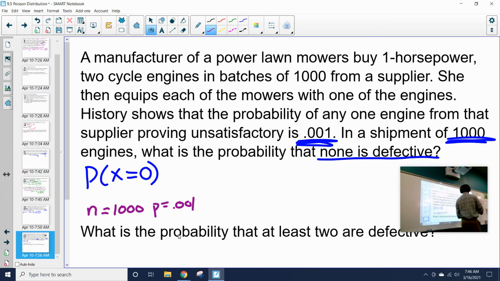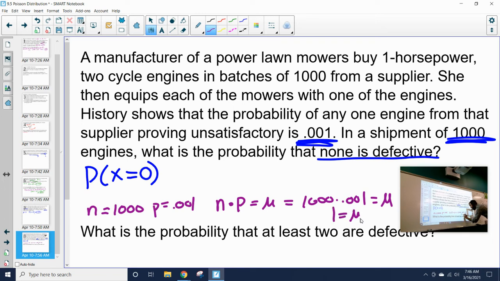Given a probability and given a number, we can calculate the expected probability of our number of lawnmowers that should be defective. So if we multiply our number by the probability, this will give us our average. We multiply the number of lawnmowers times the probability of being defective, which in our case is 1,000 times 0.001, and that equals our mean, which is just 1.